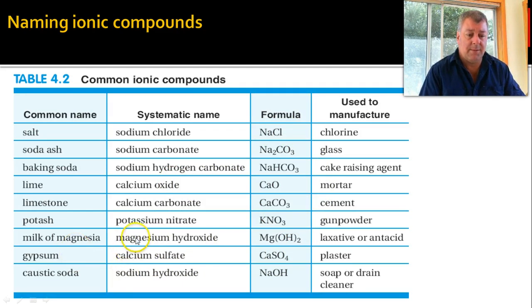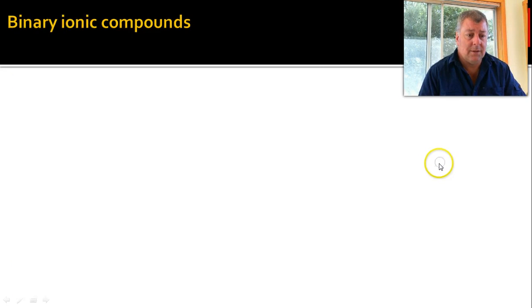Anything you might have used. If you had an upset stomach, you might take some magnesium hydroxide, because usually an upset stomach is caused by too much acid, and this is what's called a base, and it cancels each other out. If you bake a cake, you're going to use baking soda, and that's sodium hydrogen carbonate. So they're just some common ones.